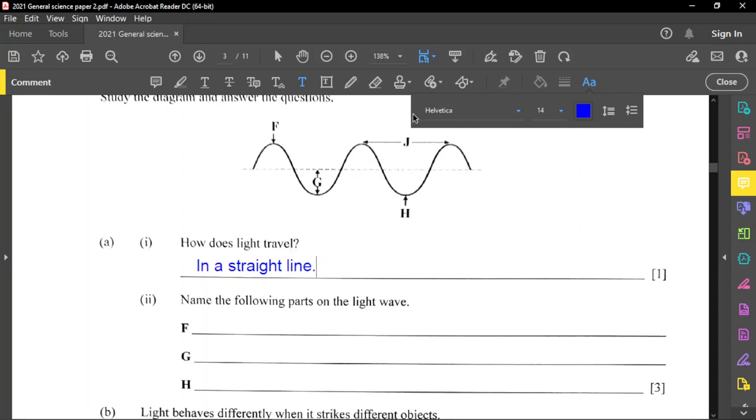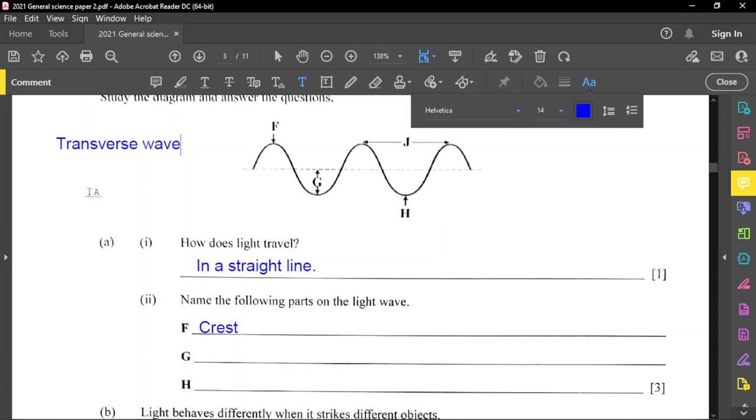So I'm going to label J, that is not shown here. F is the highest point of a light wave, and it's called the crest. Just to make a note right here, this type of wave is called a transverse wave. The light waves are transverse waves, and sound waves are longitudinal waves. That's something you also need to note as well.